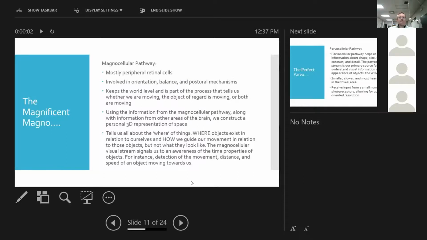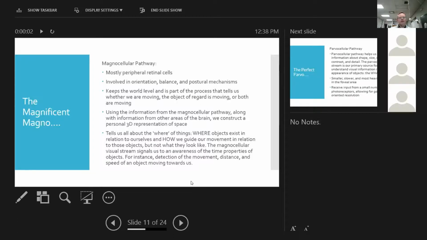Okay, now the magnocellular, this is mainly the peripheral. It's orientation, balance, posture, okay? It's going to help take care of that tripod. If we're trying to keep the cameras lined and still so that we can get a clear picture, then the periphery is going to help to get that balance where we need. It keeps the world level. It also tells us if we're moving or if the object is moving. Are we going to have a pursuit activity to do this? All these things are involved, okay?